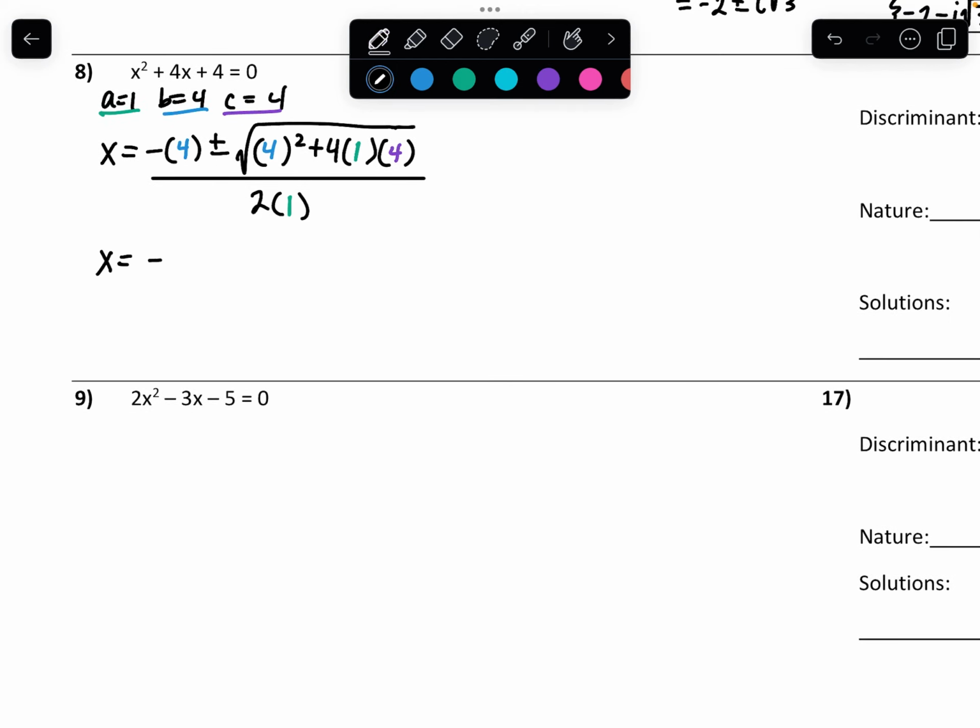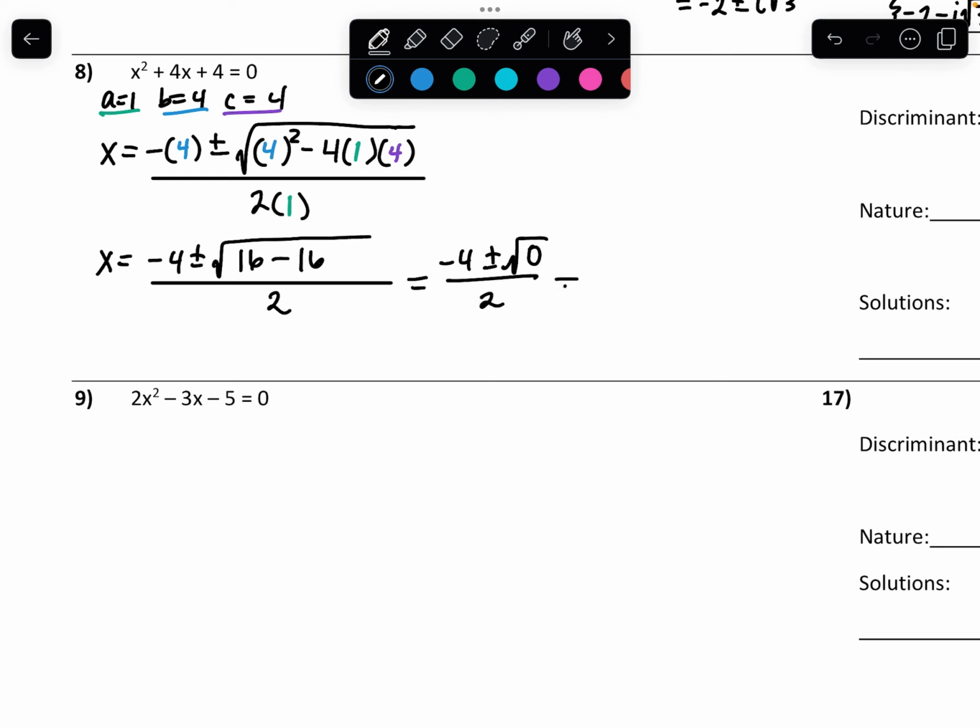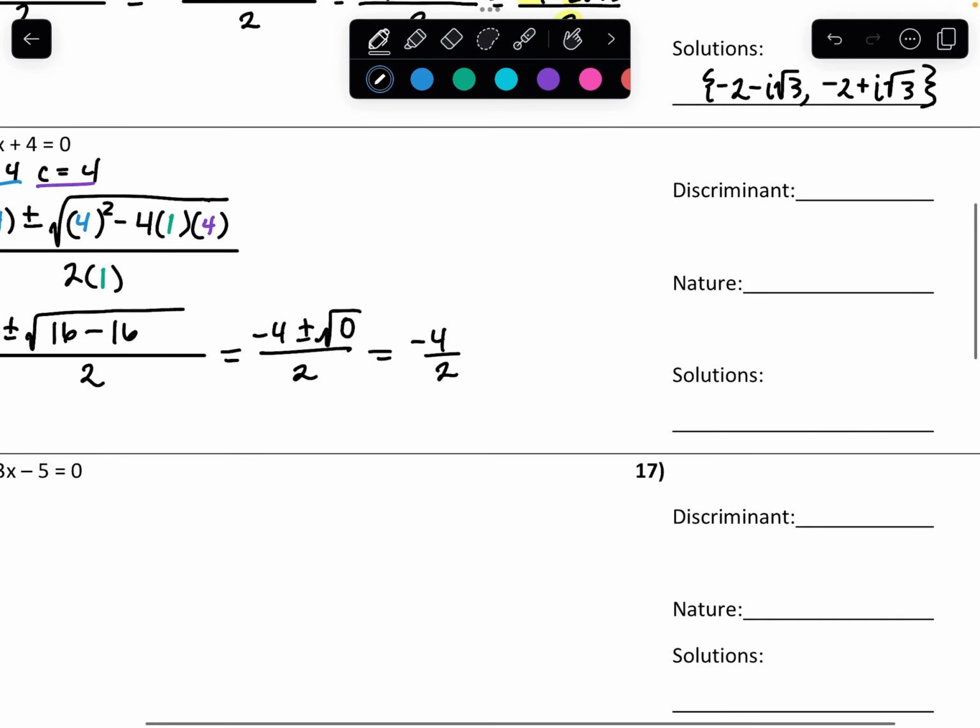And so this simplifies to -4 plus or minus square root of 16 plus 16. Oh, that should have been minus 4ac. And so we end up with a 16 minus 16 under the radical, which means we have a 0 under the radical, which means the whole plus or minus expression goes away, and we have one solution.